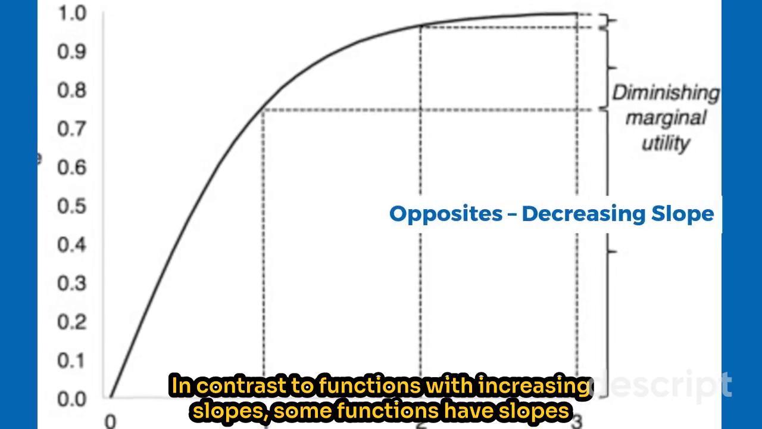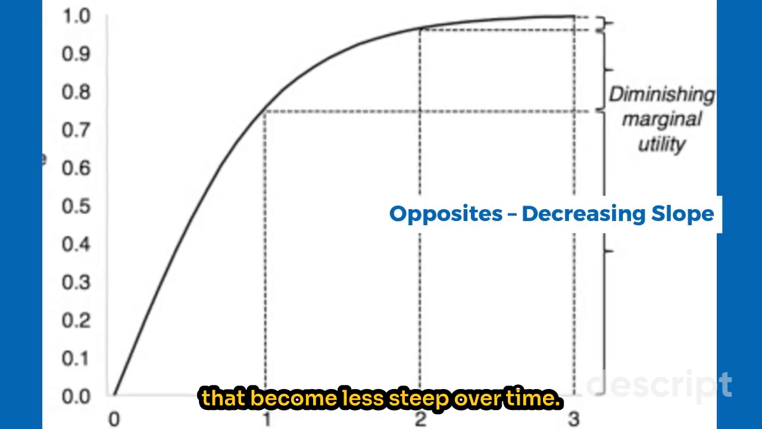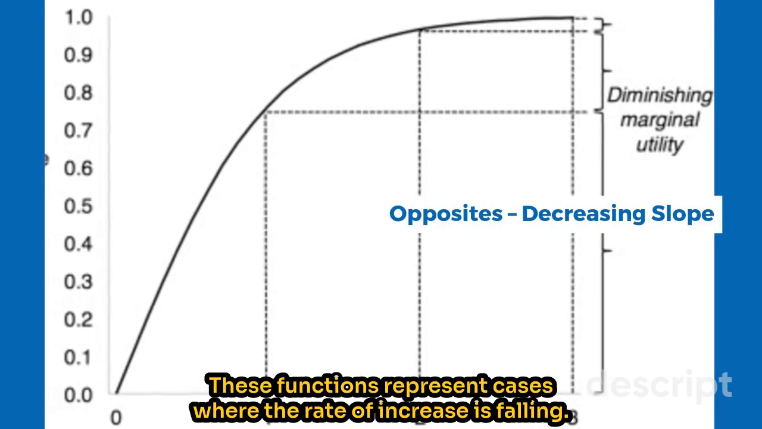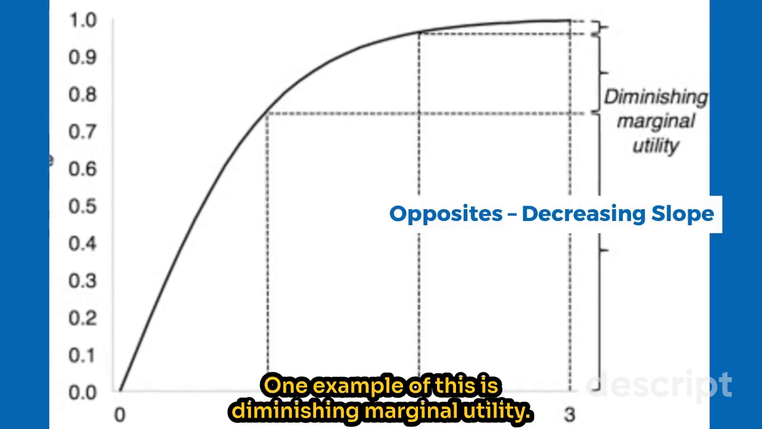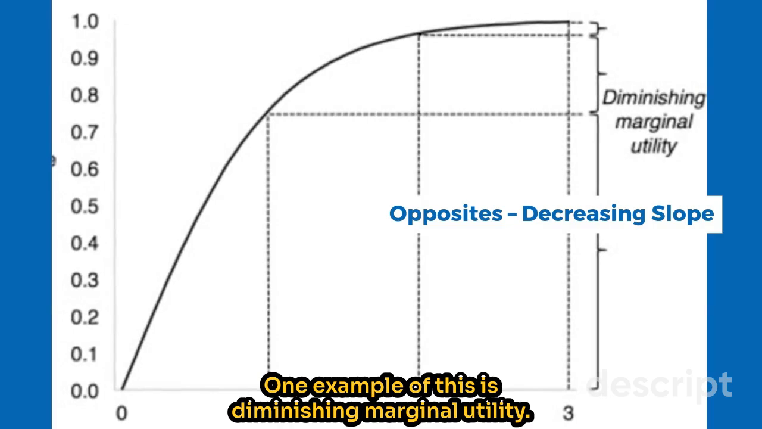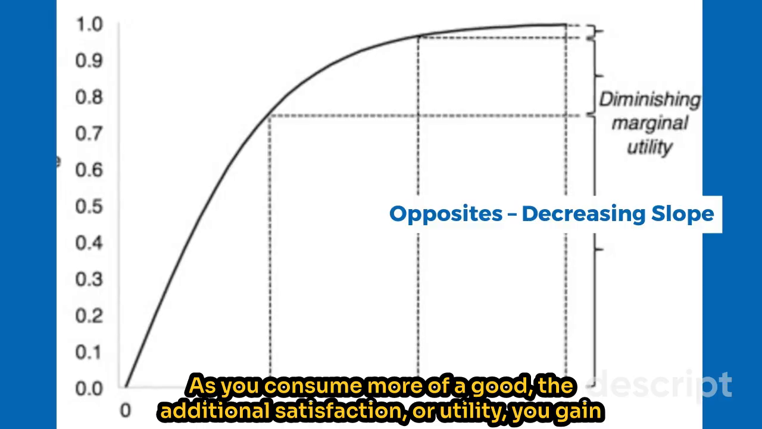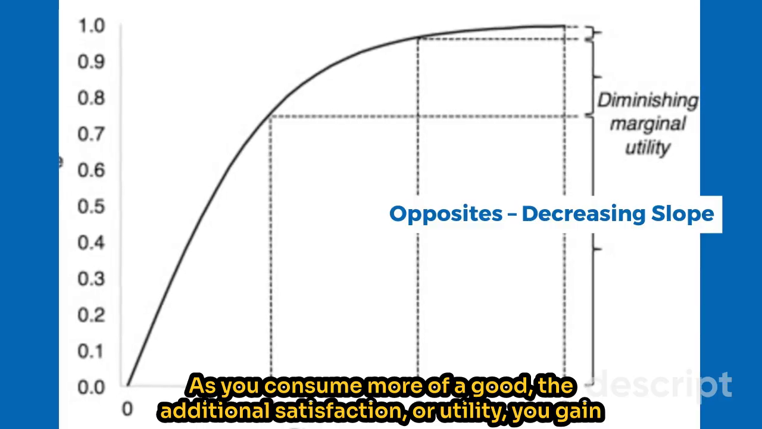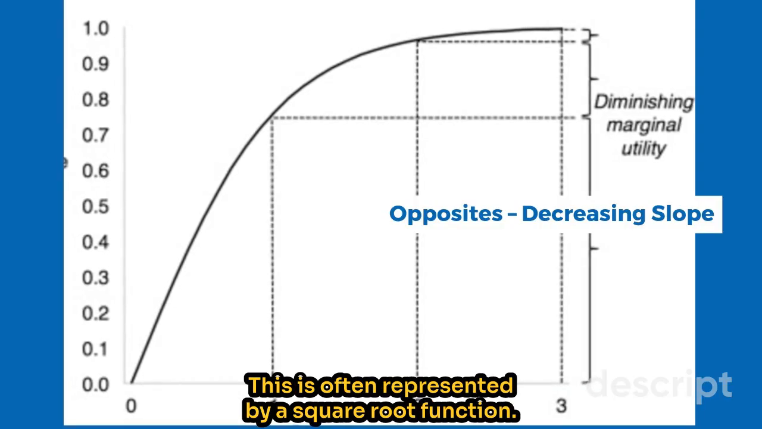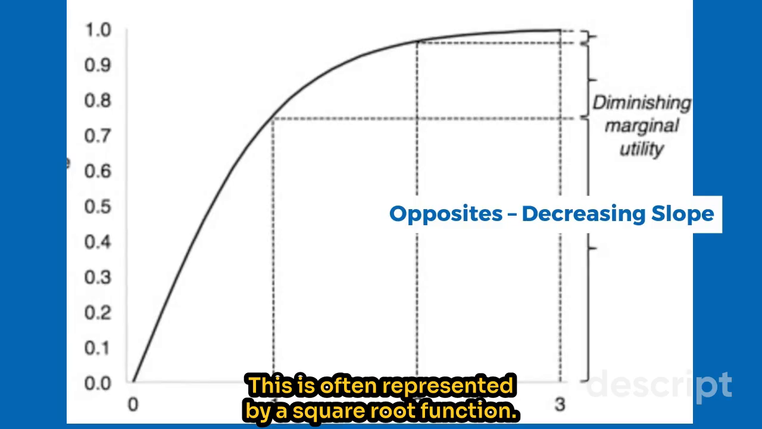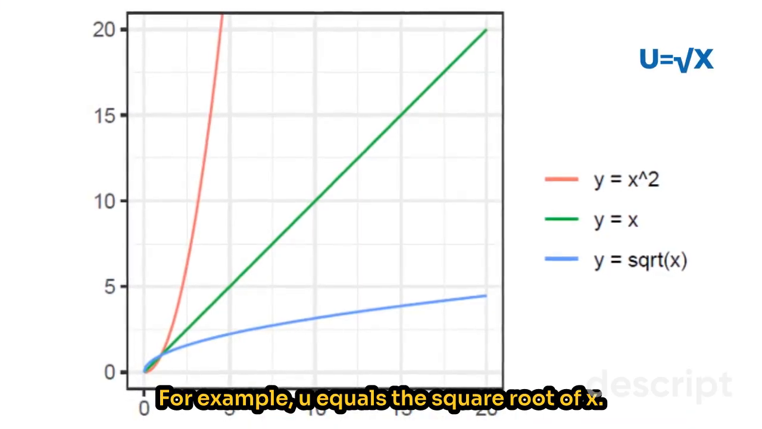Opposites. Decreasing slope. In contrast to functions with increasing slopes, some functions have slopes that become less steep over time. These functions represent cases where the rate of increase is falling. One example of this is diminishing marginal utility. As you consume more of a good, the additional satisfaction, or utility, you gain from consuming each extra unit decreases. This is often represented by a square root function. For example, u equals the square root of x.